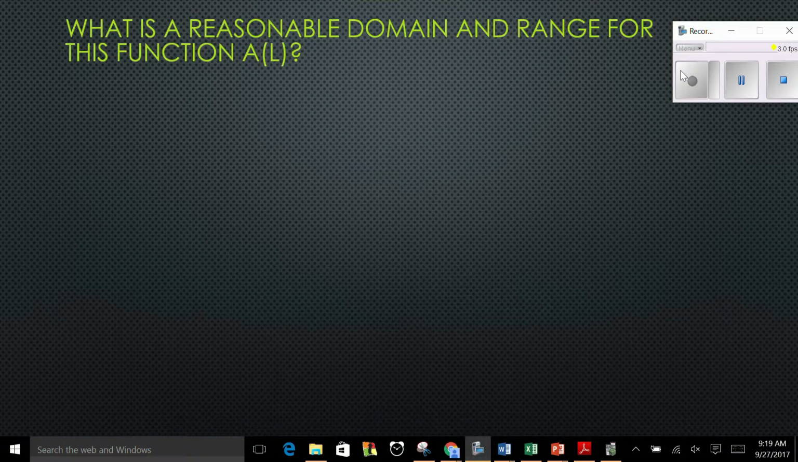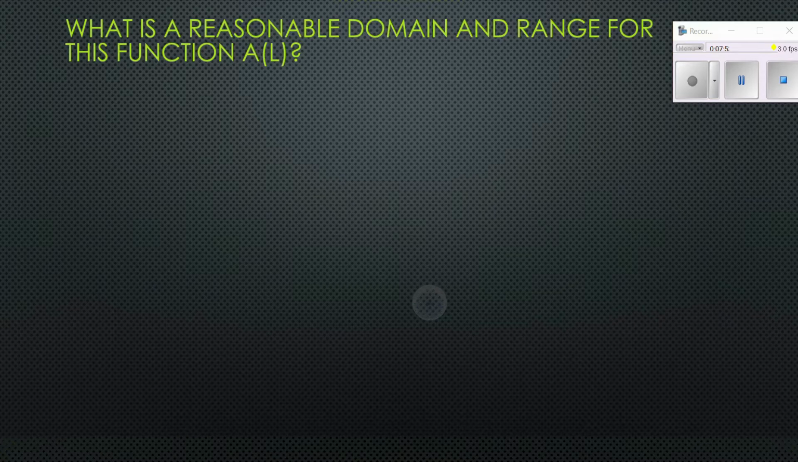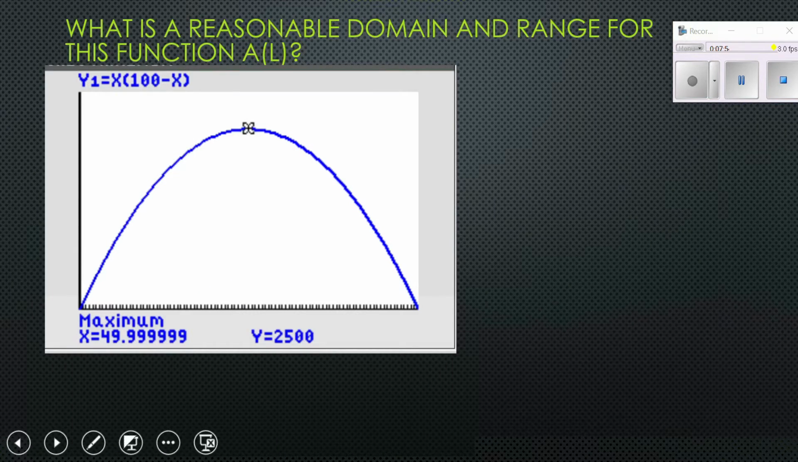Okay, so our next task is, what is a reasonable domain and range for this function, A of L? So we're going to look at what we have for the graph. This is what we just did, right? And notice sometimes the calculator will give you an approximation to the length. We're going to round that to 50 if you ever see that. Sometimes it does, sometimes it doesn't. It depends on where your cursor is in the window.